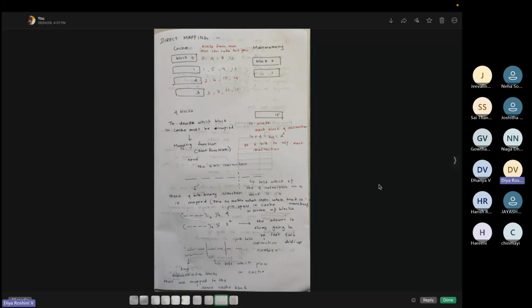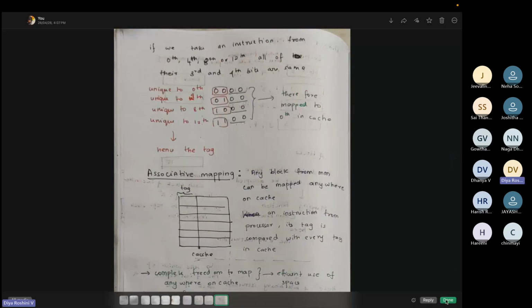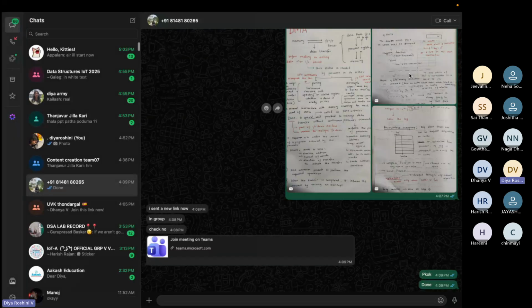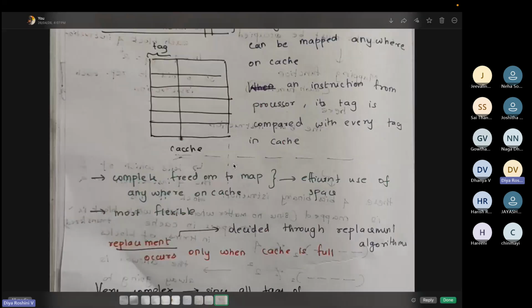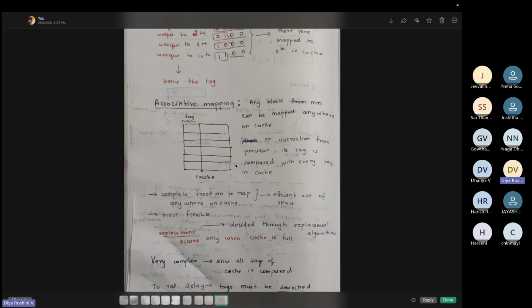That is all we have to do with direct mapping. Now we will move to associative mapping. Associative mapping is pretty simple, guys. Basically, there are no restrictions. We can map any block from the main memory to any block of the cache.